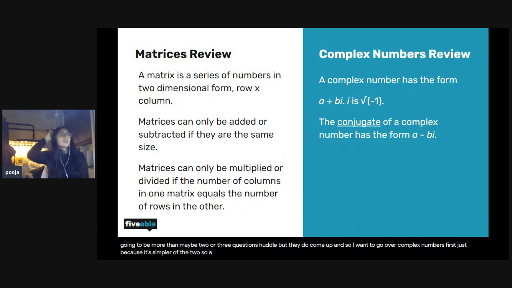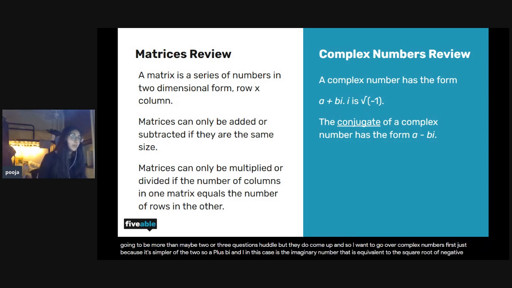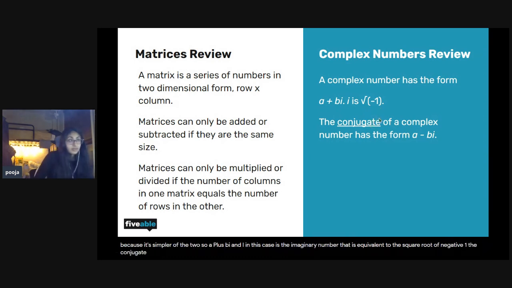So a complex number is anything that has the form a plus bi, and i in this case is the imaginary number that is equivalent to the square root of -1. The conjugate of this complex number is a minus bi.